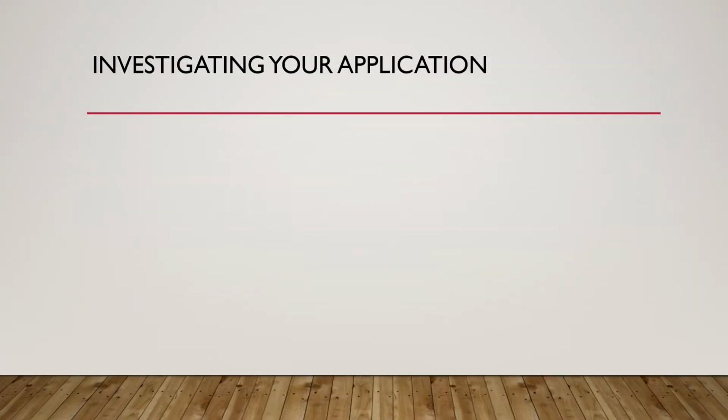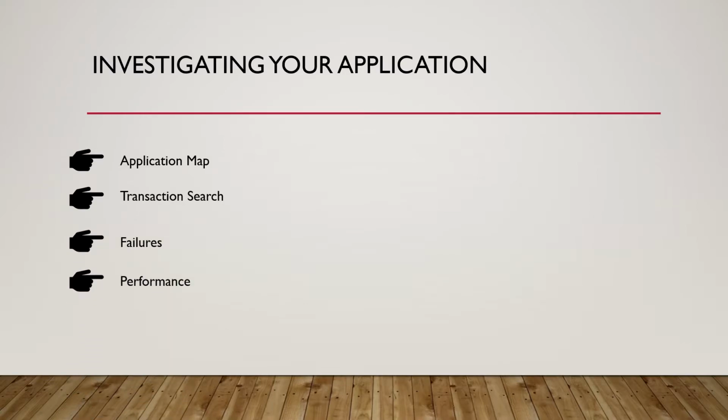So now let's talk about investigating your application. You've done the hard work of enabling the Application Insights SDK or agent or codeless-based. Now the question is, how will you investigate your application? We have a couple of different blades in Application Insights that are going to help us do that. The first is called Application Map. The second one is called Transaction Search. Third is the Failures tab. And last but not least, we have the Performance tab. Let me show you how those look in the portal.